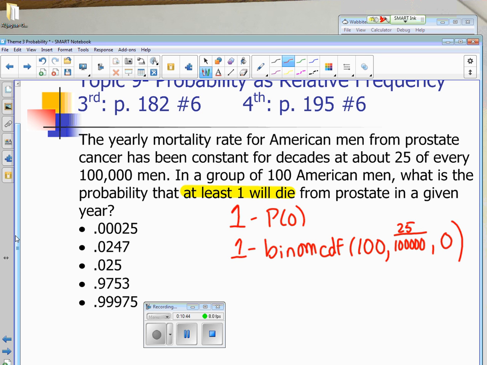At least 1 means 1 minus none. Remember how I drew this before? I had 0, 1, 2, 3, 4, all the way up to 100. I want at least 1. So if you remember, the binomial only does less than. So to find that, I'm going to subtract that from 1. Okay? Does that make sense, sort of? Just remember, at least 1 is always 1 minus none. Yes?